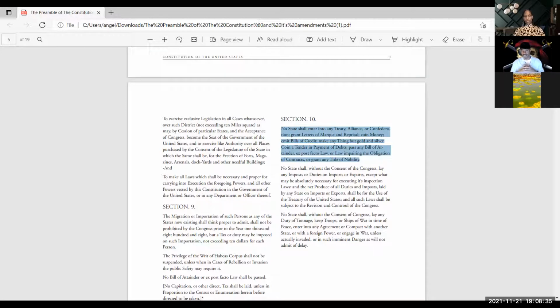The second most important thing out of Section 10 is the fact that you cannot pay a debt off under the current nation or the United States government without using gold or silver. So we can see that the government is fake. The money, which we call Federal Reserve notes or fiat currency in 2021, is fake. And it's because it's not de jure, it's not pure.